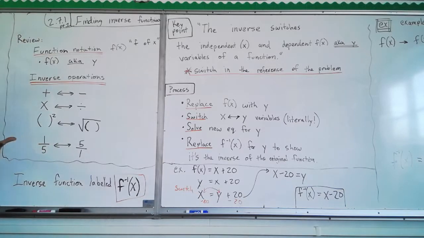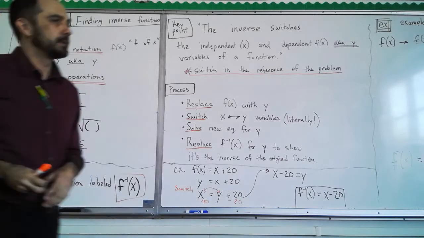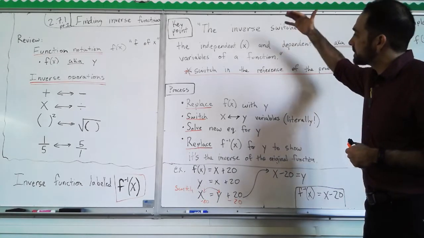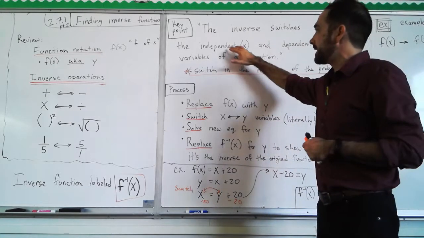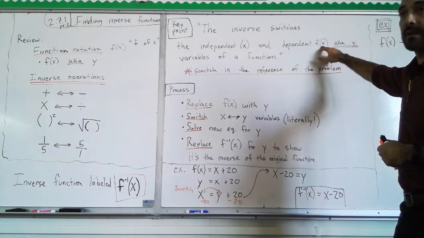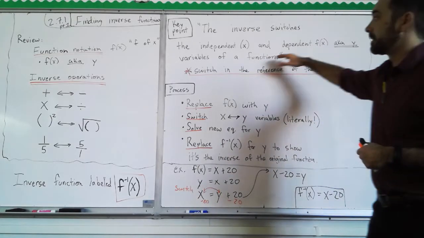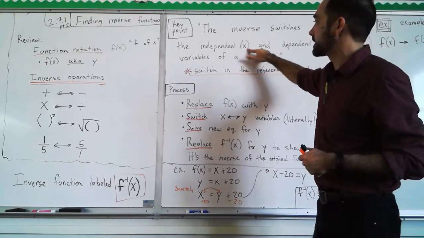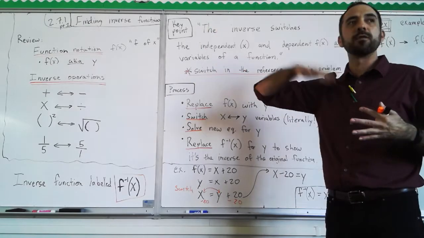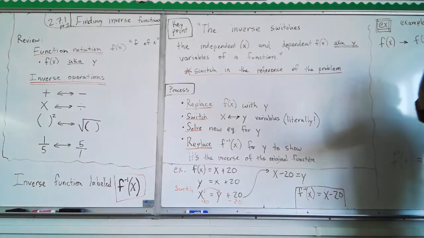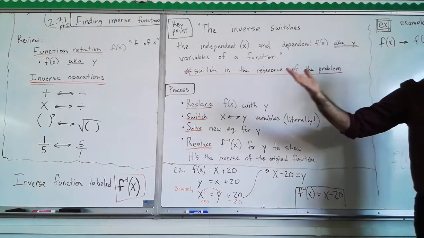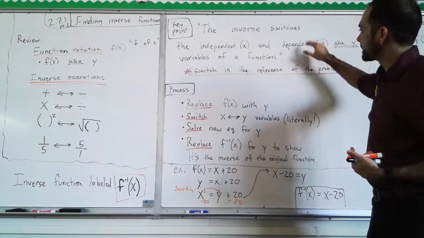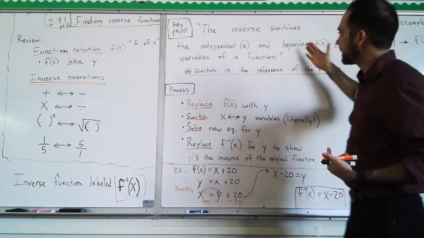All right. This is the key point. The inverse switches the independent, our x values, and the dependent, our f of x values of a function. So remember that the independent, this is what goes in. This was all the x values. You can choose whatever you want. Nobody's binding that. It's independent what values you choose. But based on the values you choose for your x, this f of x is dependent on whatever x values you put in. So our f of x is that dependent variable.